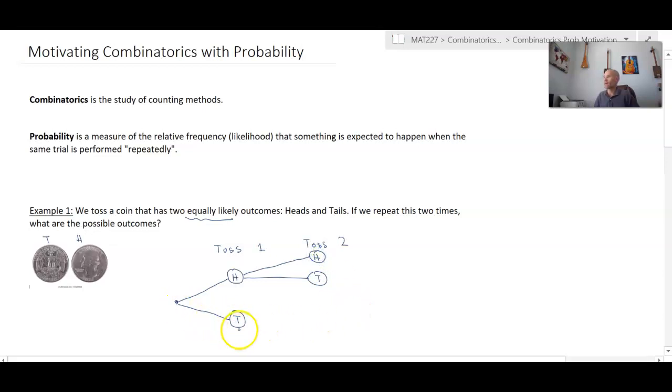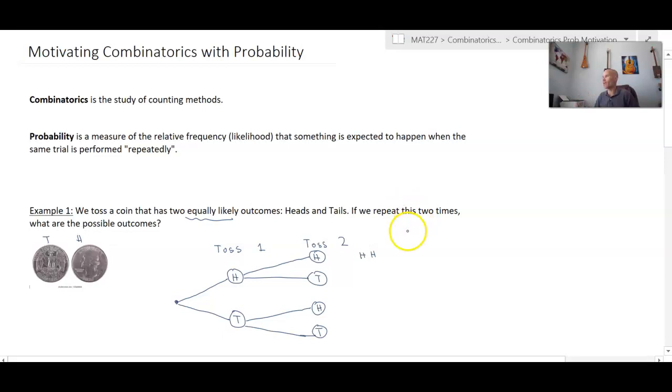If I tossed a tails on toss 1, then once again I could get heads or I can get tails for toss 2. And what this nice little tree diagram has allowed me to do is follow the tree from the root to any end branch and figure out what that combination is. So here, if toss 1 is head and toss 2 is head, then I have the sequence heads, heads. There are lots of different ways you can express that.